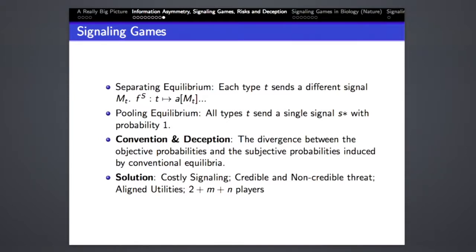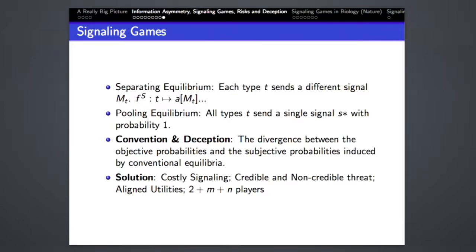So just to summarize, every type T sends a different signal, M sub T. Those are called separating equilibria. So there is a one-to-one map, or some sort of bijective map, that matches my messages with my signals and actions. Those are considered very, very good. A perfect separating equilibrium would be every message I send is consistent with a type, and every action is consistent with the message, and the type and actions match. But we're not necessarily getting that.